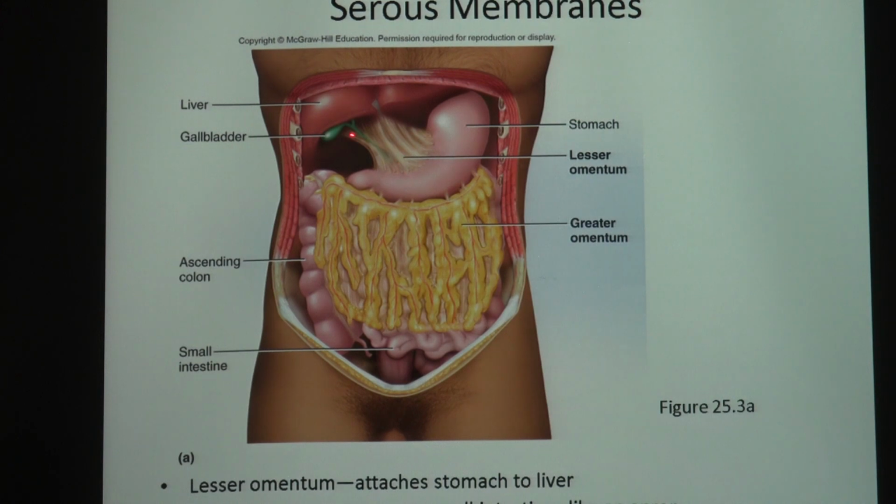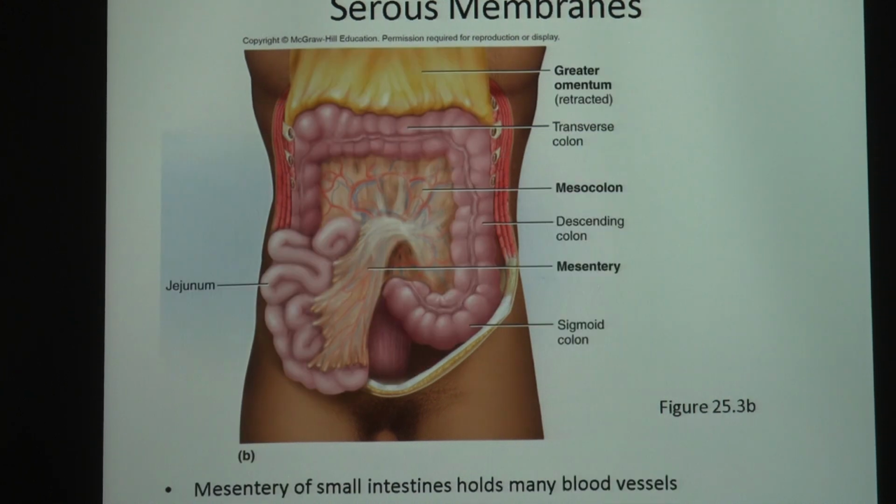The lesser omentum right here between the stomach and the liver also is there to anchor the stomach and to keep the stomach and the liver in close proximity to each other so that they don't get injured floating away. Okay. The other thing I want to point out, and we looked at it on the board, is my liver with my stomach, the lesser omentum. See that little green thing right there? That is the gallbladder. And the gallbladder is going to come down here and infiltrate right into the duodenum, and we'll talk about why here in just a little bit.